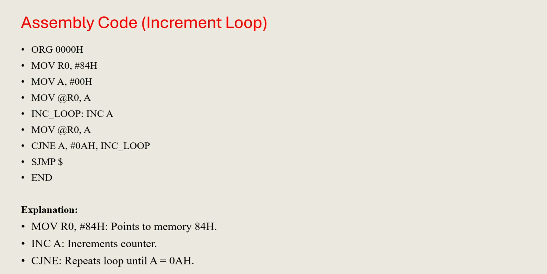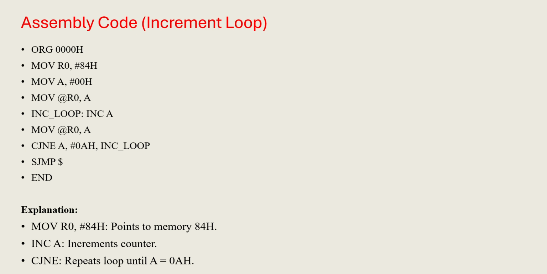Let's see the assembly code for the increment loop. The instruction MOV R0, #84h loads the address 84h into register R0. MOV A, #00h initializes the accumulator with 0. The INC A instruction increases the value of A by 1, and MOV @R0, A stores that new value into memory location 84h.